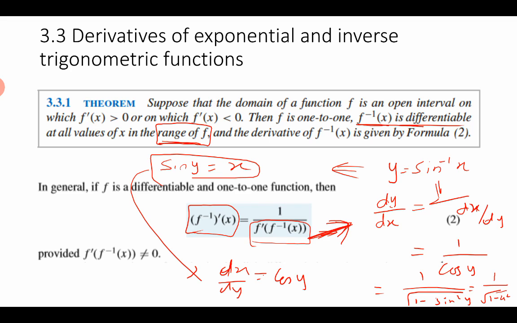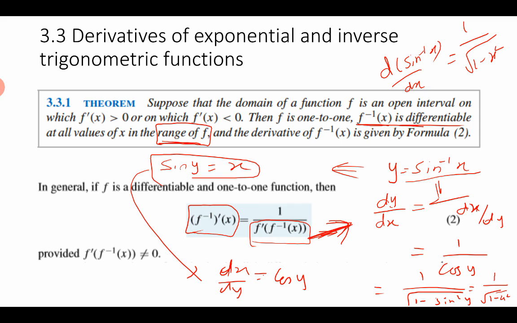This way this formula will be used. Here the denominator should not be 0. So this formula for the derivative of sine inverse we have derived. The derivative of sine inverse x with respect to x is 1 over square root of 1 minus x square. So this is the formula we are going to use.